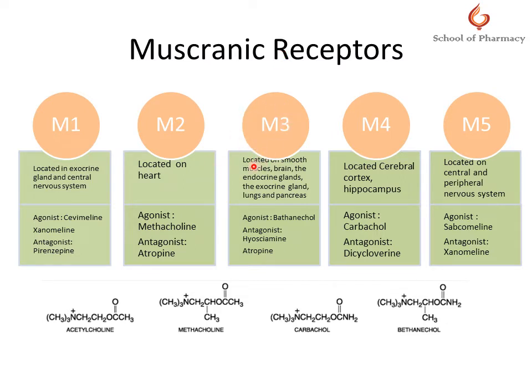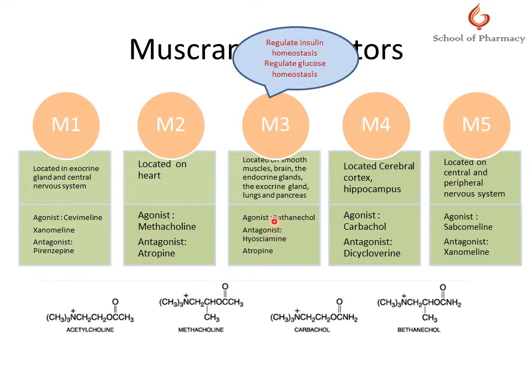Now M3 is located on smooth muscles, brain, endocrine glands, exocrine glands, lungs and pancreas. The agonist is bethanechol. Why am I saying agonist again and again? Because these are all agonists of acetylcholine, right? And these are antagonists of acetylcholine and of these agonist drugs. So the agonist is bethanechol and the antagonists are hyoscyamine and atropine. These agonists work to regulate insulin homeostasis as well as glucose homeostasis.